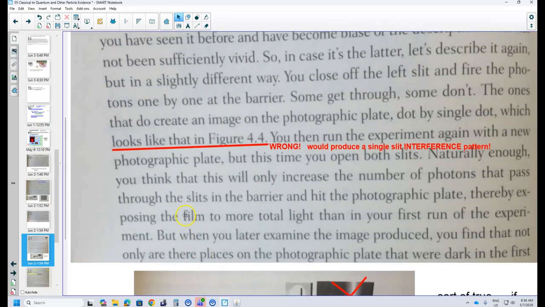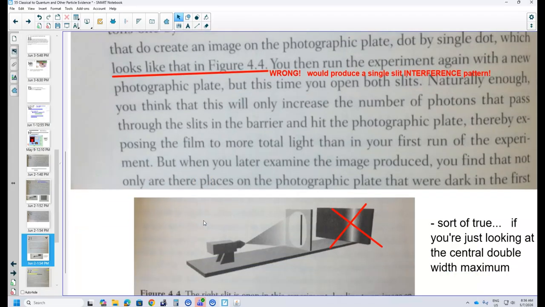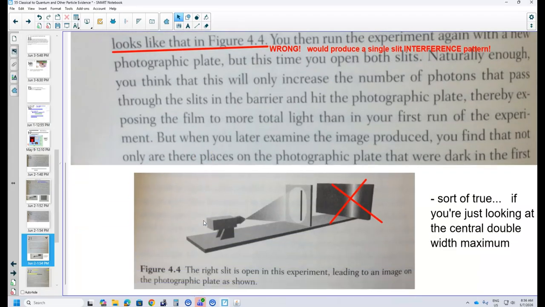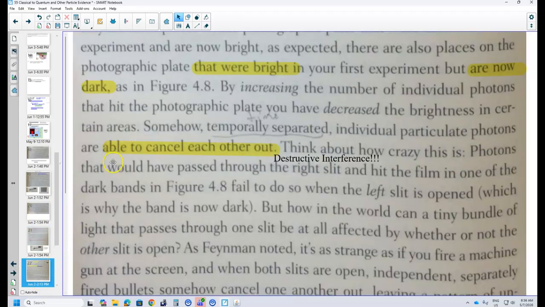So anyways, you then run the experiment again with a new photographic plate. This time you open both slits. Naturally enough, you think that this will only increase the number of photons that pass through the slits in the barrier and hit the photographic plate, therefore exposing the film to more total light than in your first run of the experiment. But you later examine the image produced and you find that not only are there places on the photographic plate that were dark in the first experiment that are now bright as expected, but there are also spots on the photographic plate that were bright in your first experiment but are now dark. By increasing the number of individual photons that hit the photographic plate, you have decreased the brightness in certain areas.